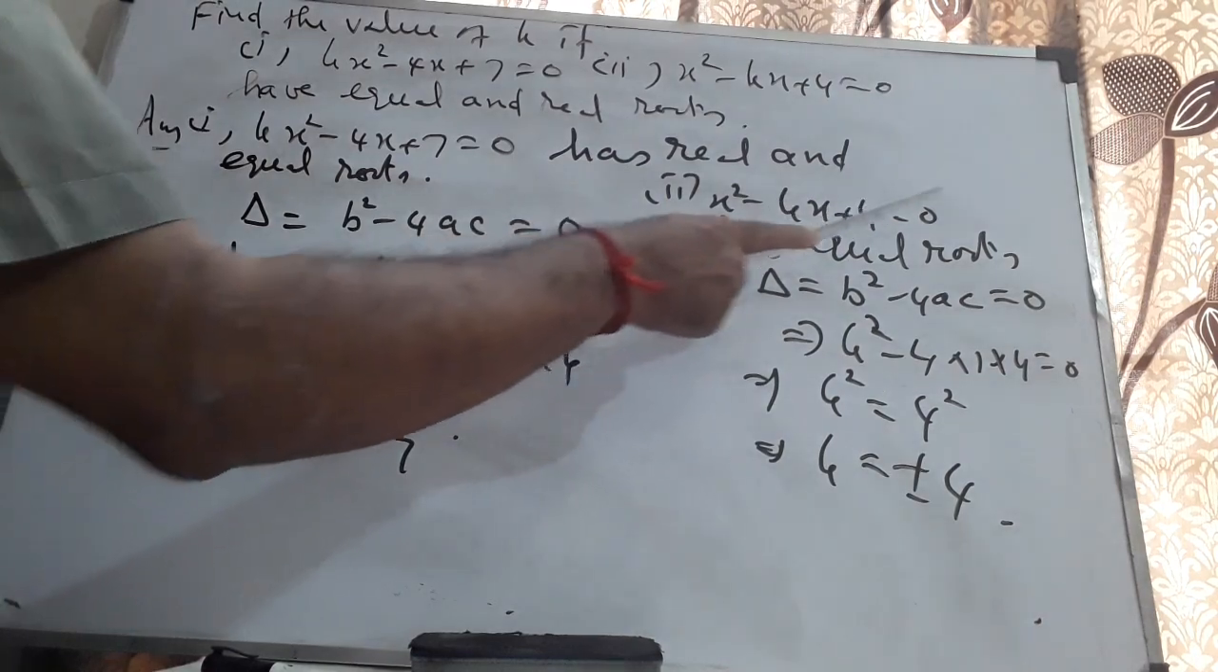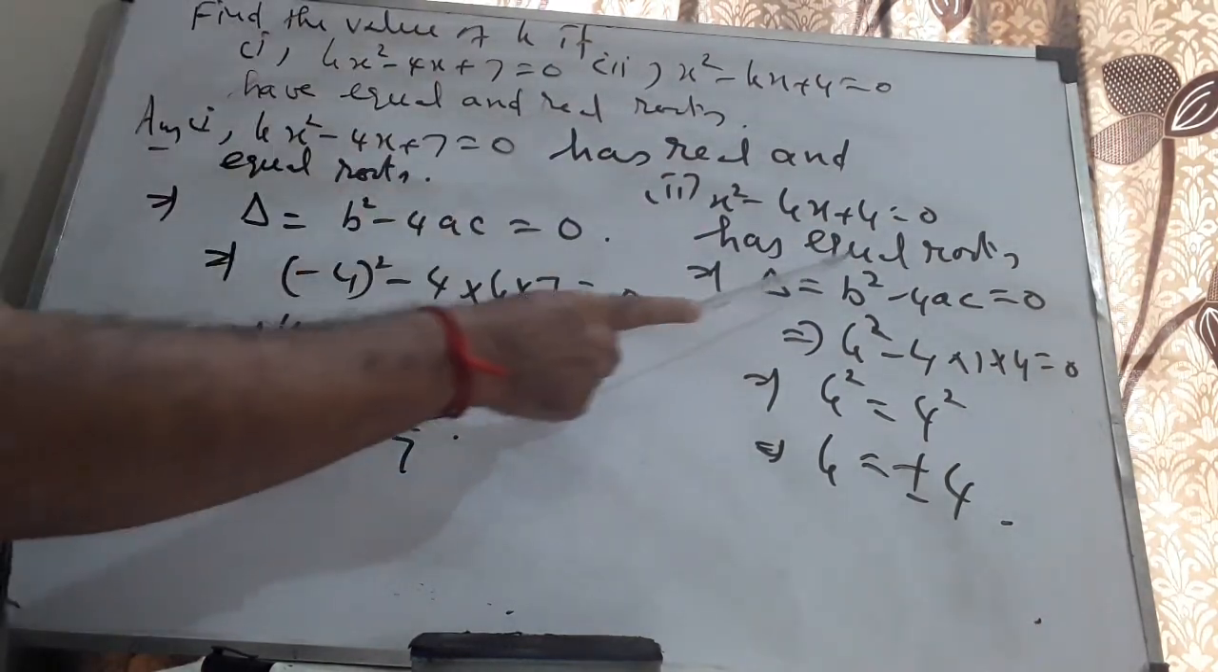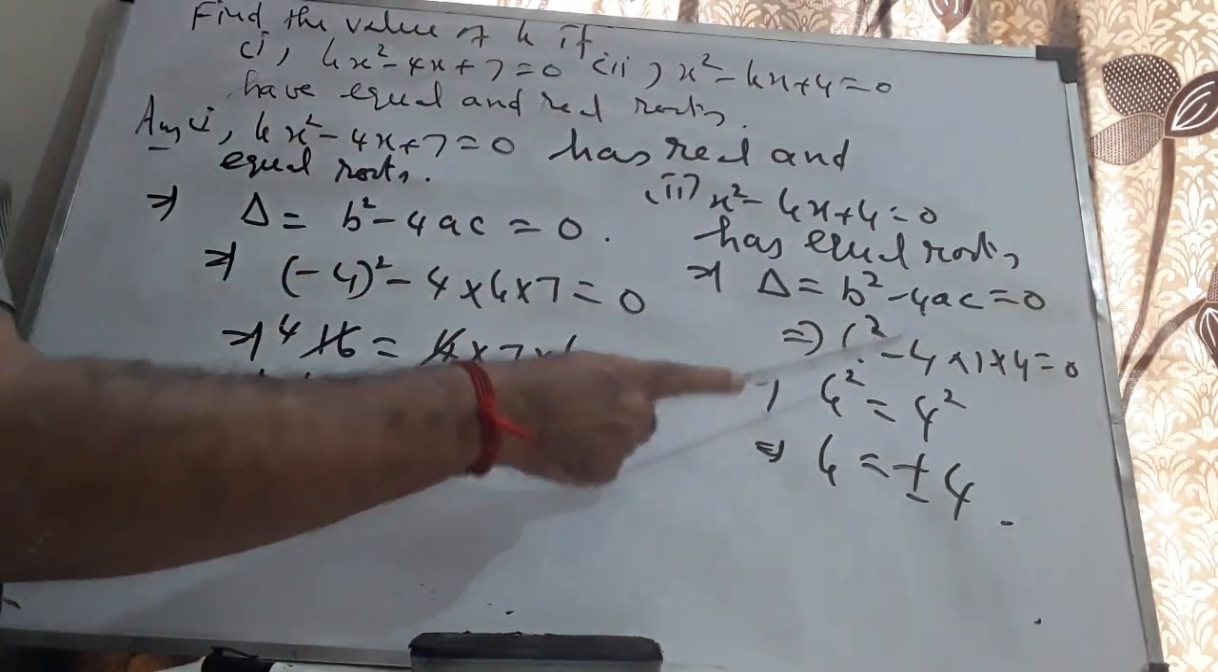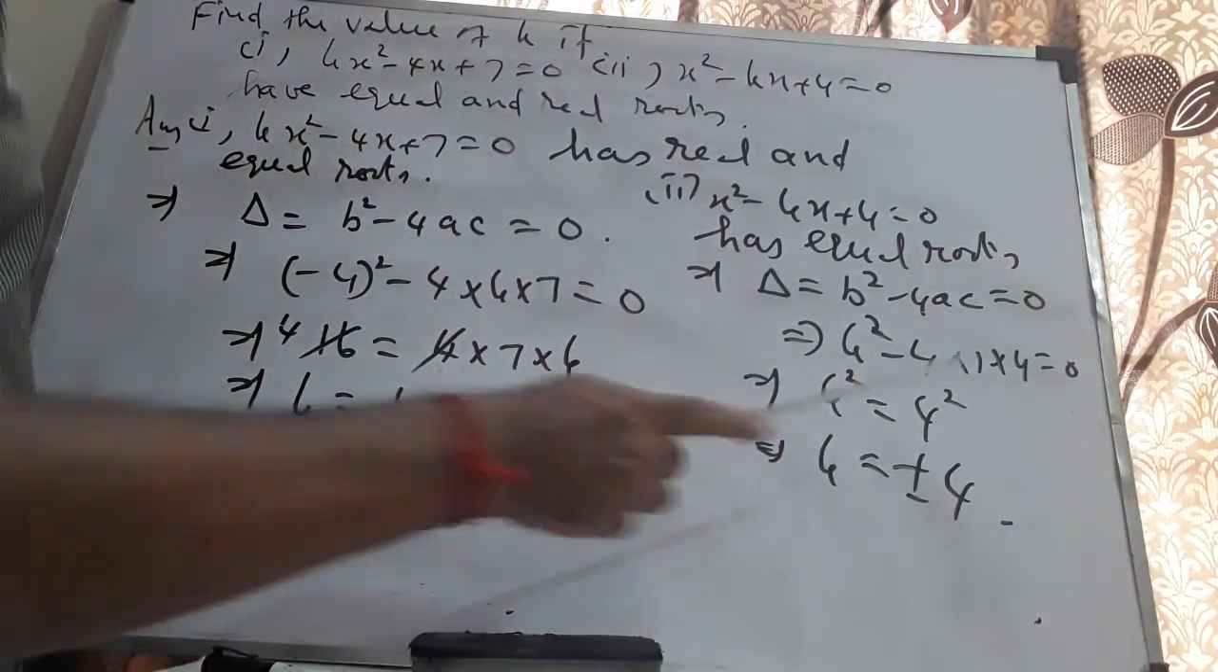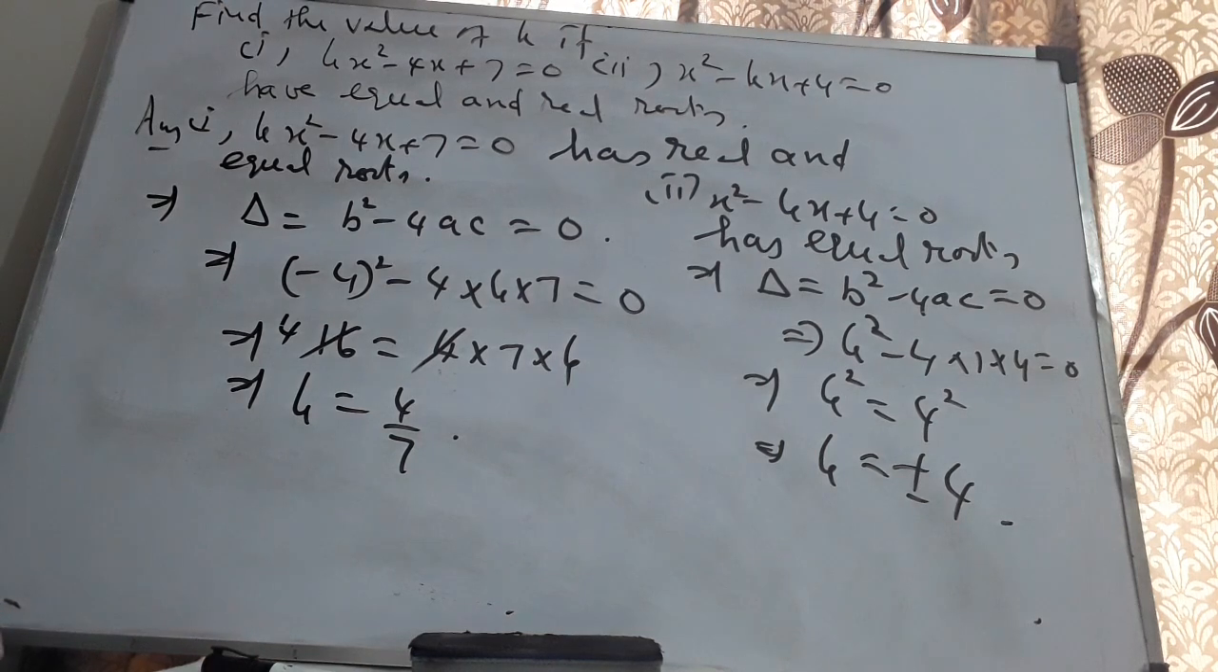Then x square minus kx plus 4 equal to 0 has equal roots. Delta is equal to b square minus 4ac is 0. Implies k square minus 4 into 1 into 4 is 0. k square is 4 square. k is plus or minus 4. Plus or minus 4 is a must.